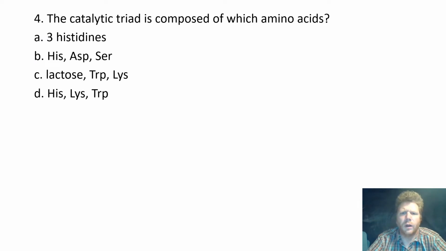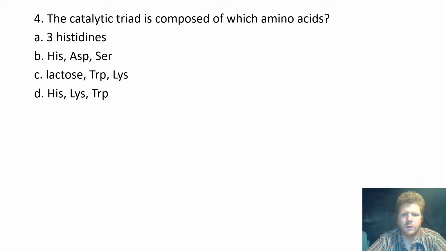The catalytic triad is composed of which amino acids? Now this sends you back to a discussion of serine proteases. So when those serine proteases are active, what are the amino acids that basically make up the active site? And there are a total of 3, hence triad.